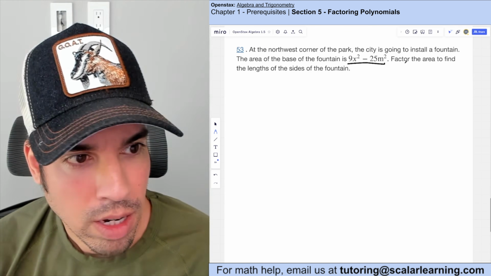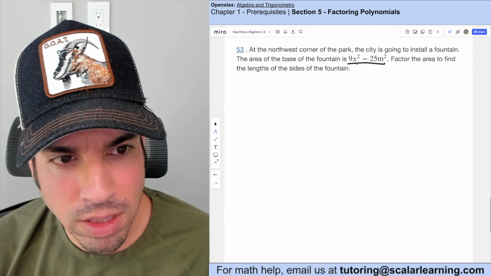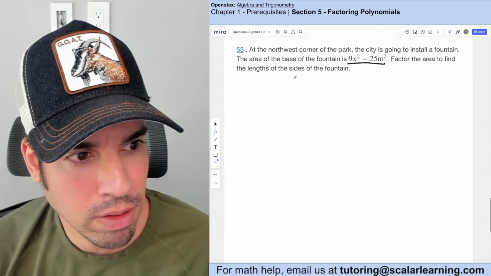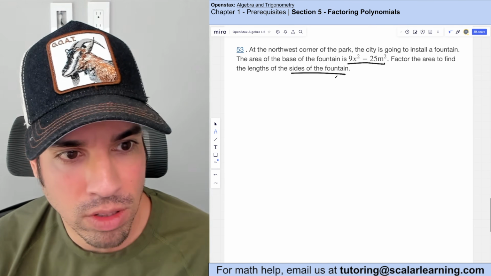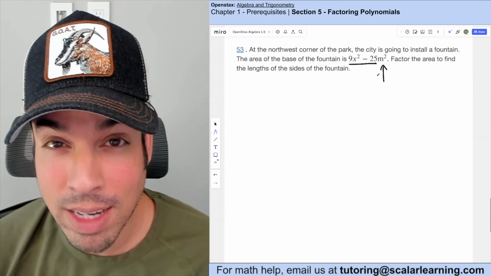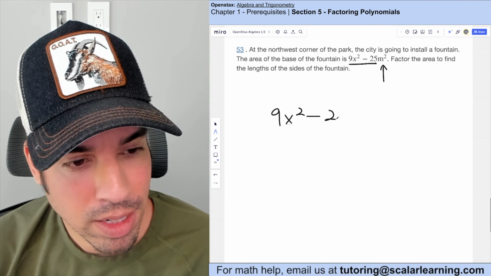Boom, done. At the northwest corner of the park, the city is going to install a fountain. The area of the base of the fountain is 9x squared minus 25m squared. Factor the area to find the lengths of the sides of the fountain. So in this case, we again have a difference of squares, and I believe that's meters squared, so that's not part of the binomial. So we have 9x squared minus 25.